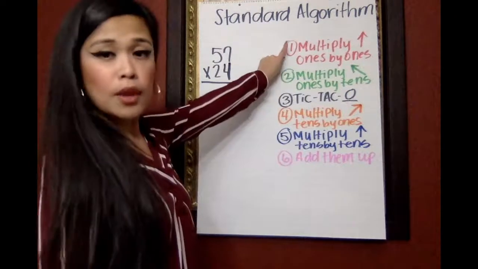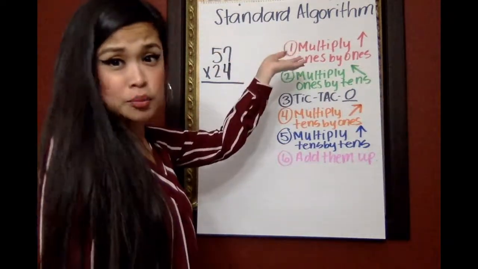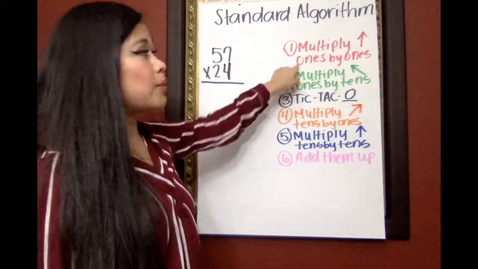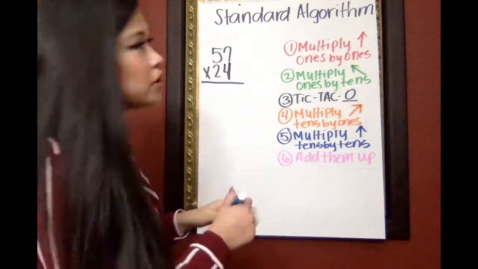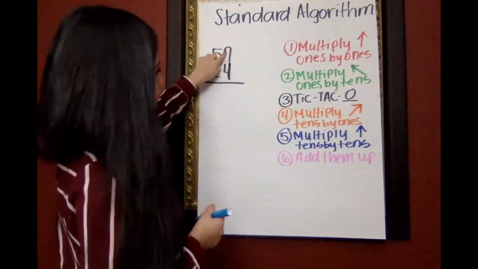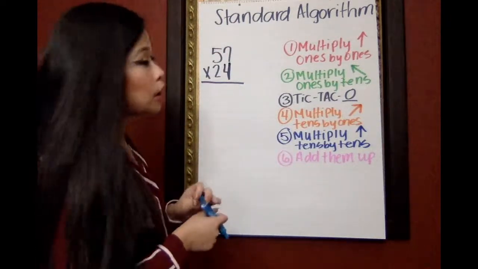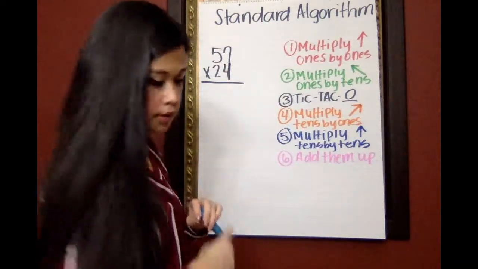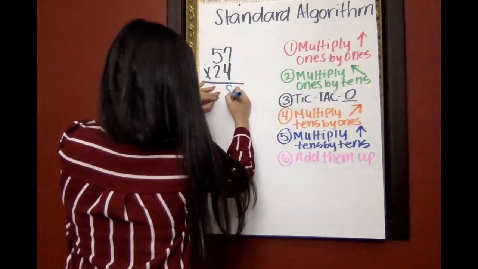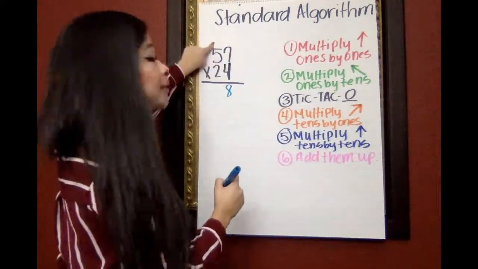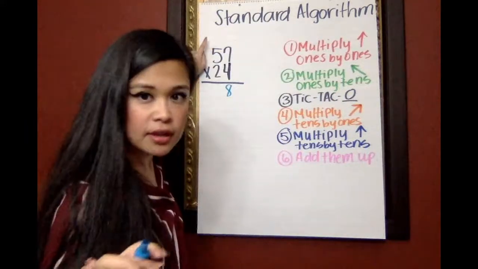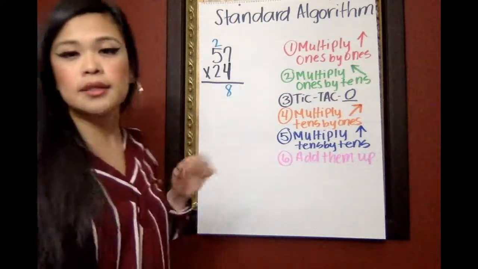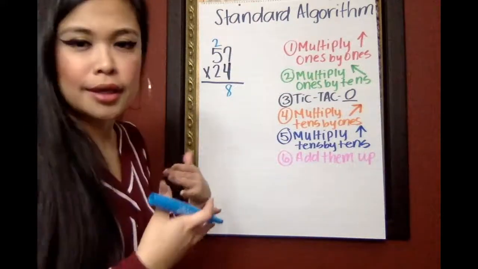So the first step in partial product and standard algorithm and even area model: multiply the ones by the ones. We're going up. So Susie goes up. And 4 times 7 is 28, right? The 2 is in the tens place, the 8 is in the ones. So I'm going to write 8 right here in my ones place. And I'm going to carry the 2 like addition. We always have done this. Just carry the 2. Okay? So 28, because we can't fit the 2 in the ones place. That's like a no-brainer.